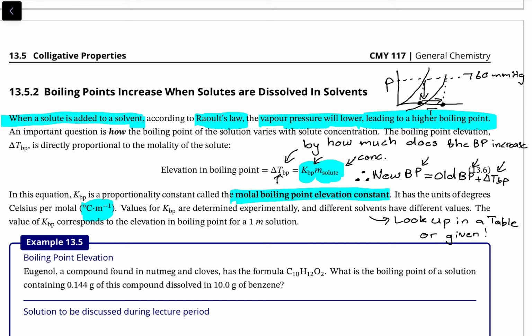This last part of the sentence, the value of kBp corresponds to the elevation in boiling point for a 1 molar solution. So that's exactly what it means. These kBp values are determined for a 1 molar solution, and then these values are defined. That's what you look up in the table. It's degrees Celsius per molar, so it's for 1 molar. But you, of course, are going to calculate what the concentration actually is, and then you will calculate the change in temperature. All right, so that's boiling point.